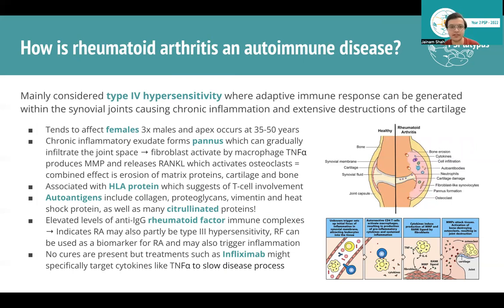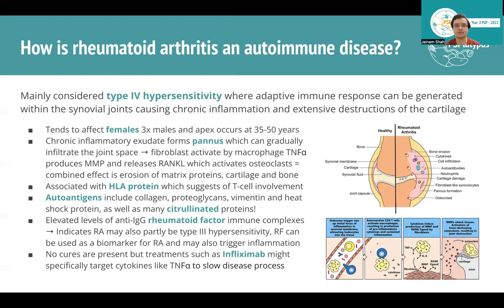You don't necessarily need to remember this, but fibroblasts are activated by macrophages, which release TNF alpha, which then produce MMP. I think that was metalloprotease or something like that. So it's essentially an enzyme that breaks down some of these really important structures within your joint space. And it also releases RANK ligand, which activates osteoclasts. So in other words, all of these are going to erode the matrix proteins, the cartilage, as well as the bone, which is leading to the arthritis.